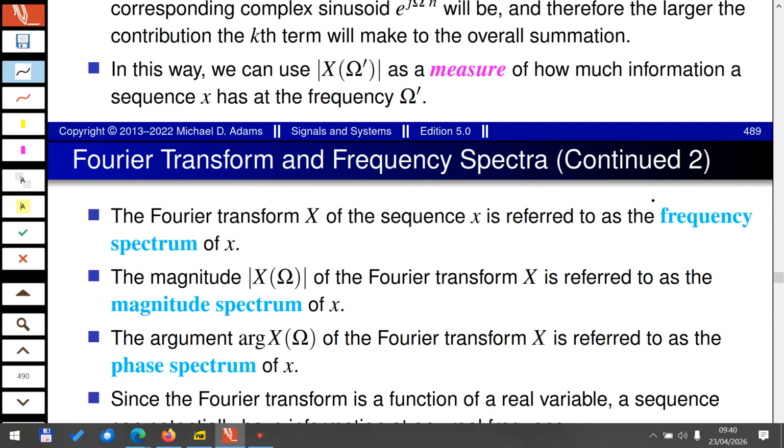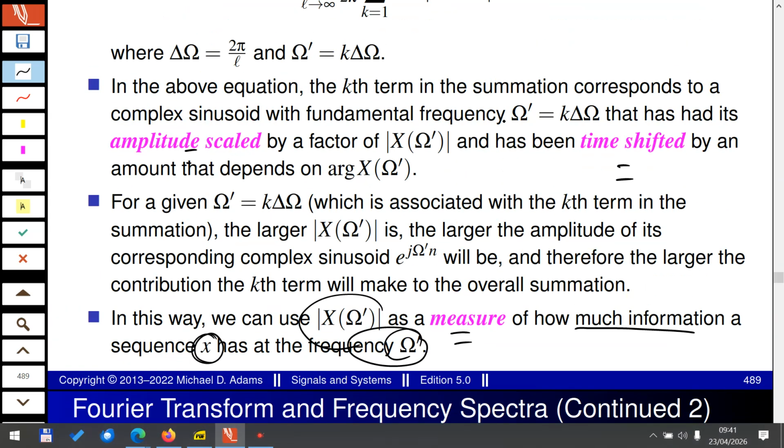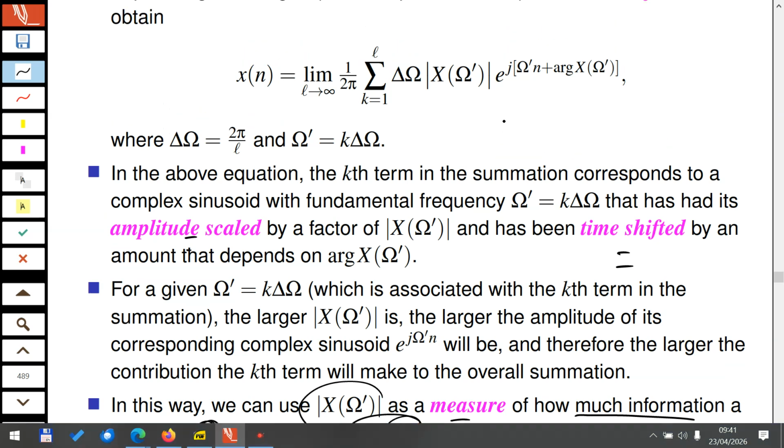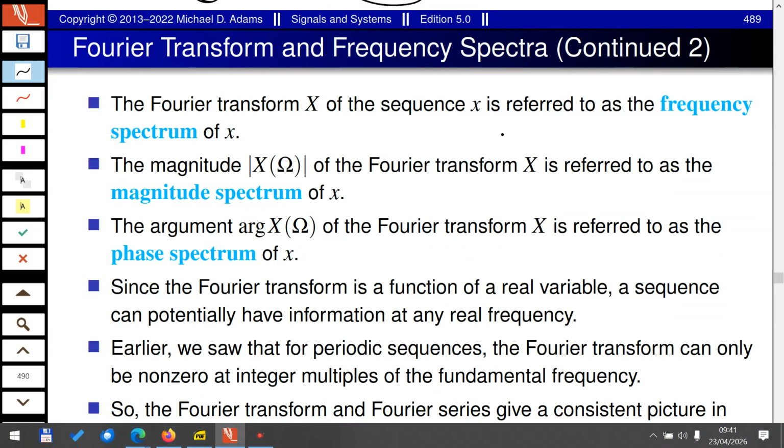So the amplitude tells you how much information is at that particular frequency. You're telling about a signal, and if I were to construct this signal from complex sinusoids, how much of this particular frequency I need, and the magnitude of the transform tells you that. That's why he's calling it a weight. But that's not enough. You also need the phase. So you will have magnitude spectrum and phase spectrum.